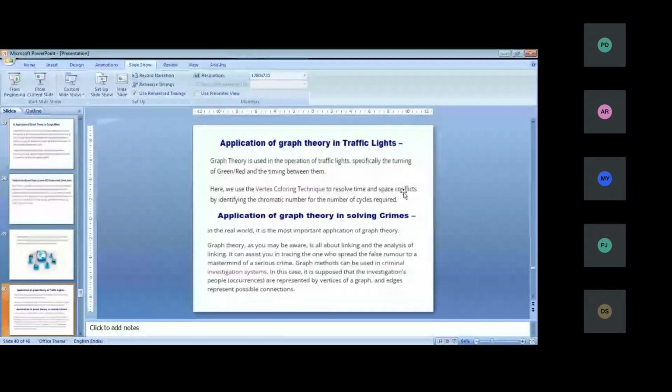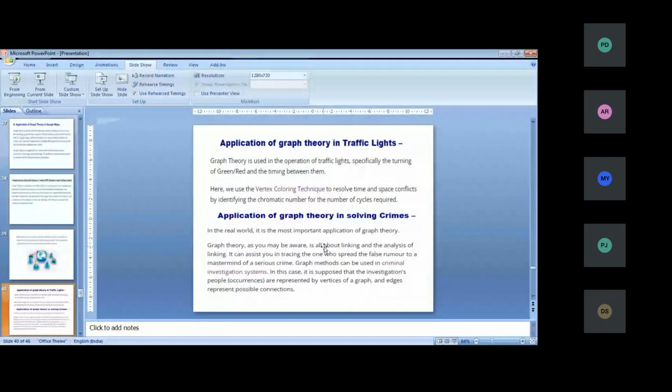Graph theory is also used in traffic lights. It is used in the operation of traffic lights, specifically turning them green and red and the timing between them. For turning green and red lights, we use the vertex coloring technique. The vertex coloring technique is used to resolve time and space conflicts by identifying the chromatic number of cycles required.